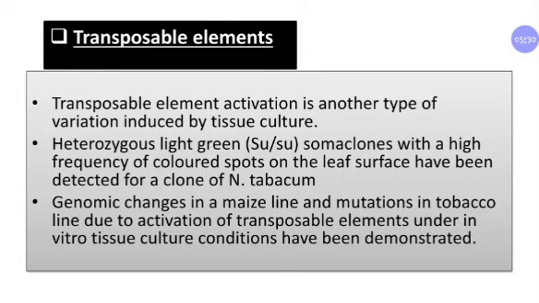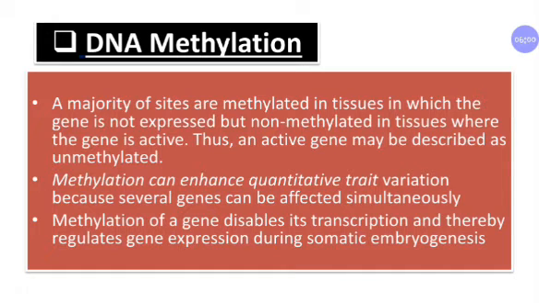Transposable elements. The activation of transposable elements also causes variation. Heterozygous light green somaclones with a high frequency of colored spots on the leaf surface were detected for a clone of N. tabacum. Genomic changes in a maize line and mutations in a tobacco line due to activation of transposable elements under in vitro tissue culture conditions were also observed.